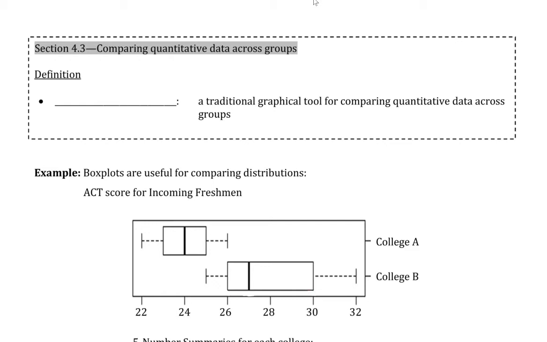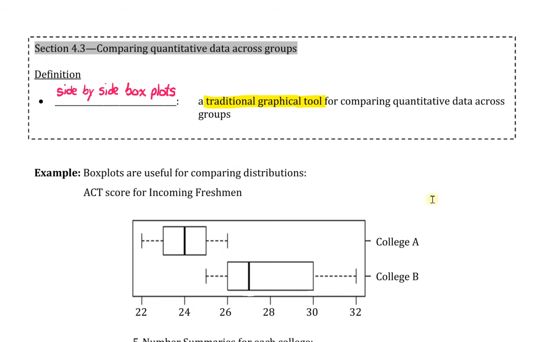This lecture will cover section 4.3 for Introduction to Statistics, comparing quantitative data across groups. There is only one definition in this section that we would like to be comfortable with. When comparing quantitative data across two or more groups, it is sometimes helpful to use side-by-side box plots. This is a traditional graphical tool for comparing quantitative data.